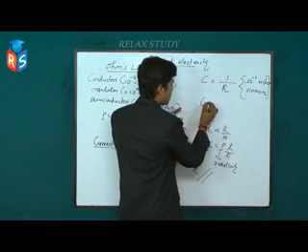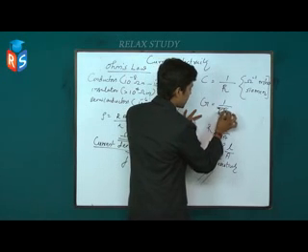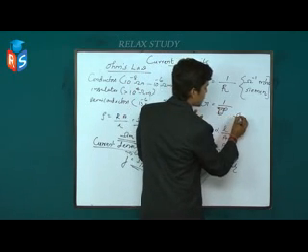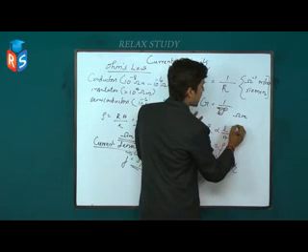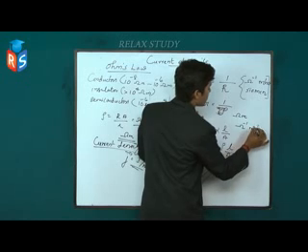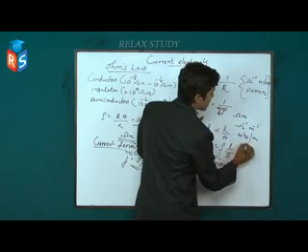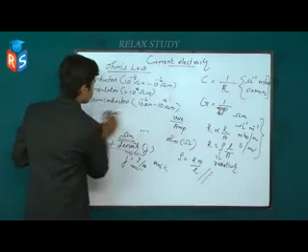Now what is conductivity? Conductivity is the reciprocal of resistivity, and the SI unit of resistivity is ohm meter. So its SI unit can be written as per ohm per meter, or mho per meter, or Siemens per meter. These are the units of conductivity.